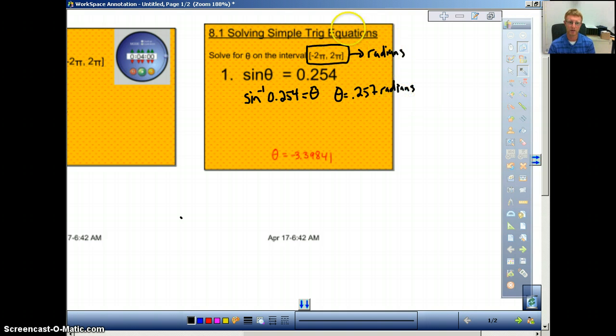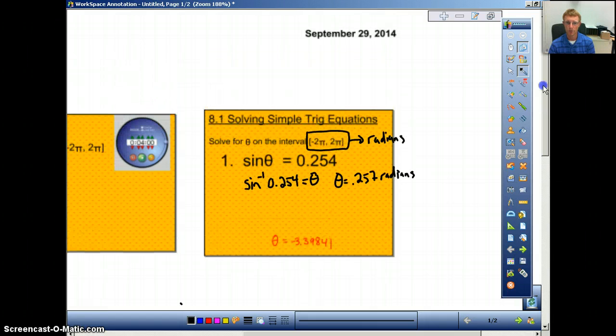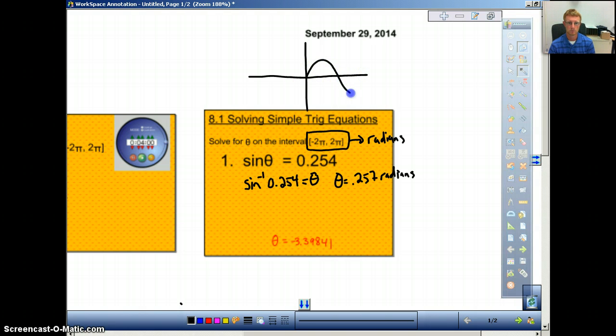This is what your calculator will give you because inverse sine is only defined over a certain interval. So that is one of our answers, but keep in mind we want to know the interval from negative 2 pi to 2 pi. If you recall, a sine graph looks like this. This is 0, this right here is pi, this is 2 pi. This over here is going to be negative pi, and this over here is going to be negative 2 pi.